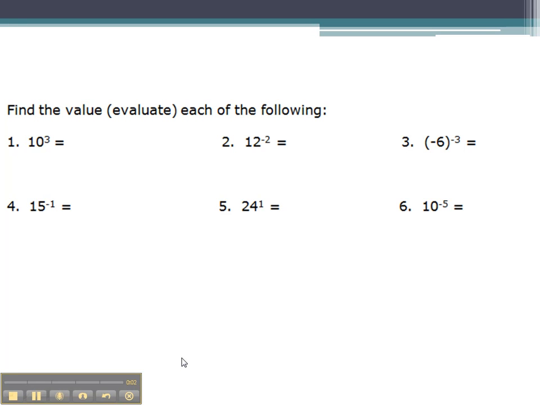Here's some help with the review for tomorrow's test. The test is open notes. You can use this review on your test.